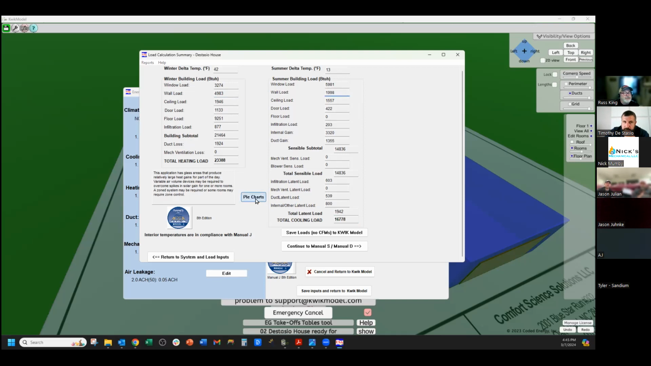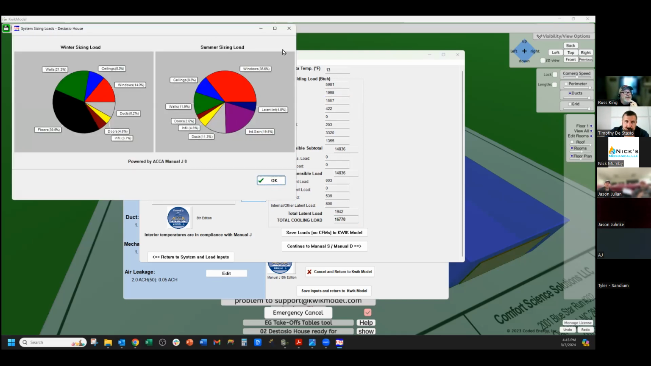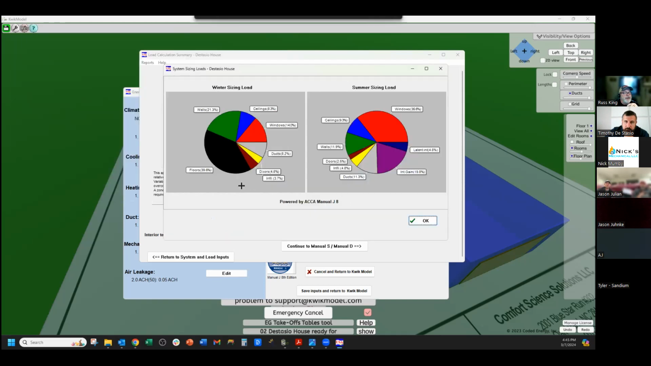And so there's this pie chart thing here that you can look at, and this is always really interesting to me. You'll notice that on heating, slab floors lose a lot of heat through the slab edge. It's amazing how much heat slab floors lose, but they have very low gains in the summertime. Slab floors are great for summers, but they're terrible for winters. You can see here the walls are only 21% of the total heating load.